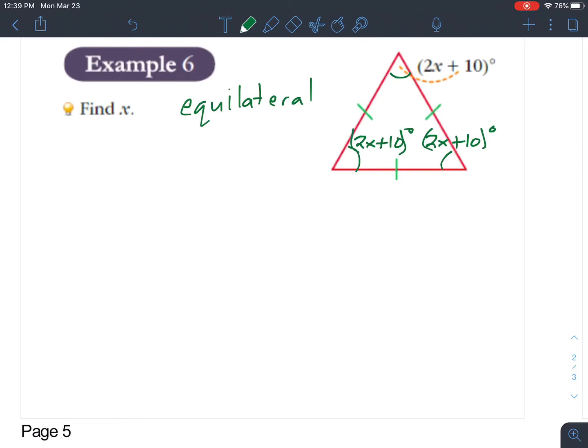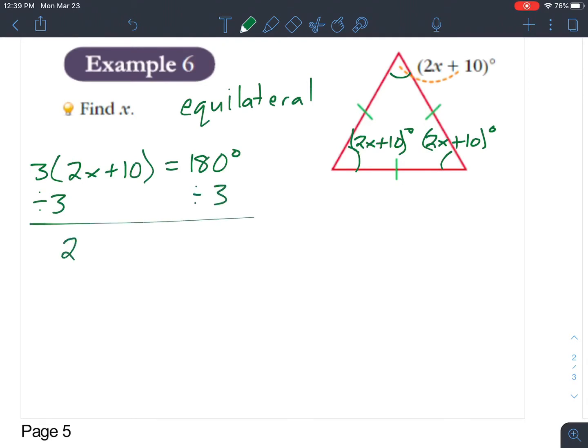So rather than write 2x plus 10 three times, I'm going to simplify this and just say 3 times 2x plus 10 will be equal to 180. And instead of distributing the 3 into the parentheses, I'm going to divide both sides by 3. And that means then that 2x plus 10 is 60. Or, in other words, each one of these angles, that one is 60 degrees, that one is 60 degrees, that one is 60 degrees.